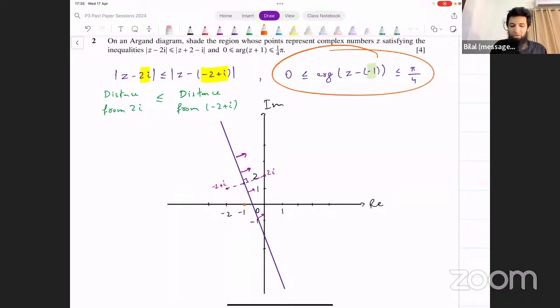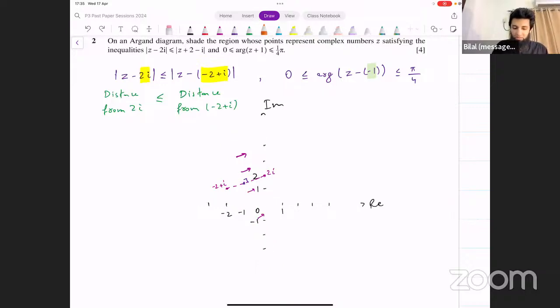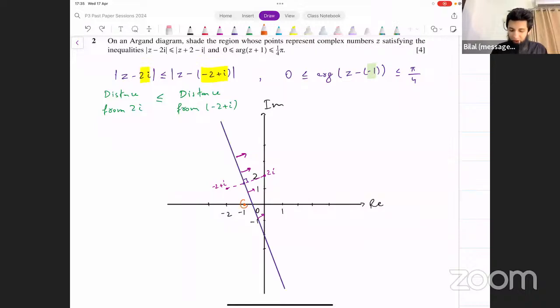What does this statement mean? Argument of z from -1. Angle is going to be measured from the line from the point -1. From the point -1, the argument is between 0 and pi/4. What you do is you draw a horizontal line at the point -1 and measure angle from there. Now the first angle is 0. 0 means that's exactly on this line. So that's going to look like this.